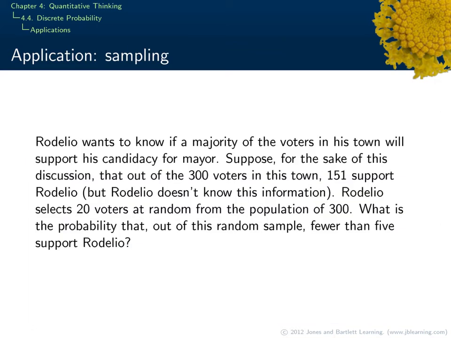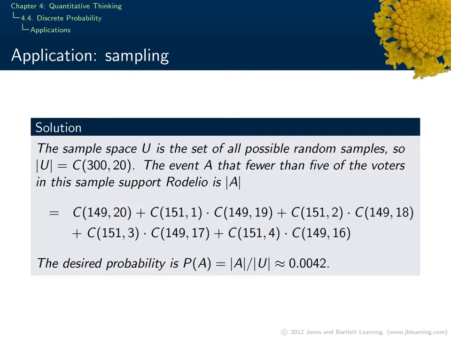Okay, here's another application of probability sampling. So Rodelio wants to know if a majority of voters in his town will support his candidacy for mayor. And suppose, for the sake of this discussion, that out of 300 voters in this town, 151 support Rodelio. But Rodelio doesn't know this information. Rodelio selects 20 voters at random from the population of 300. What is the probability that out of this random sample, fewer than 5 people support Rodelio?